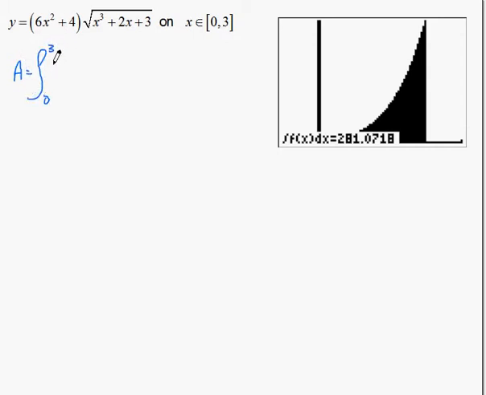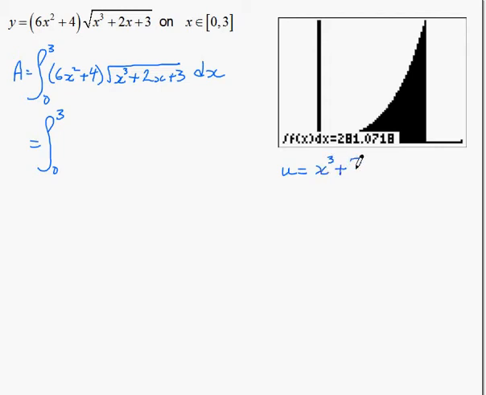So when we do the answer, we find that the area is equal to the integral from 0 to 3 of this function, 6x squared plus 4 times the square root of x cubed plus 2x plus 3 dx. Now integrating, for this function, we need to choose a technique. We notice that if we choose u equal to the part under the root, then the derivative of u is a multiple of our pieces that are left over.